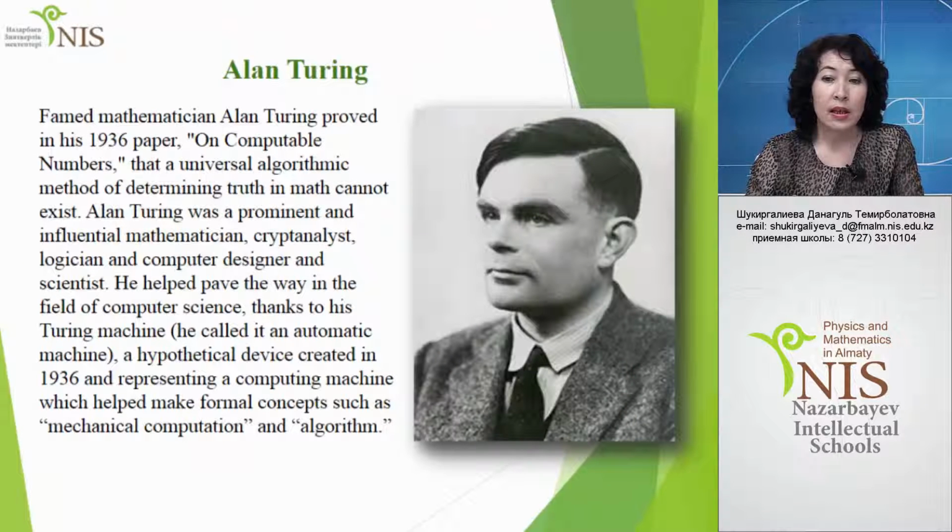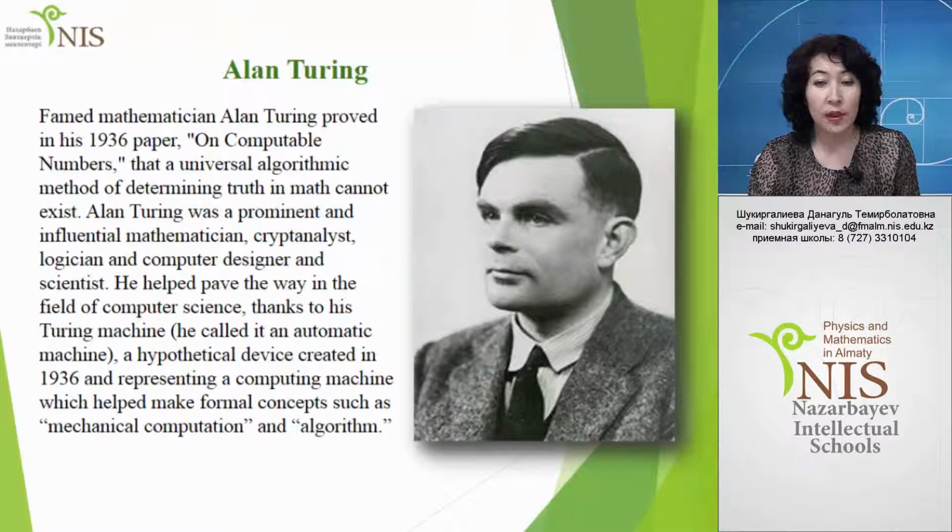The last person is Alan Turing. Famous mathematician Alan Turing proved in his 1936 paper on computable numbers that a universal algorithmic method of determining truth in math cannot exist. Alan Turing was a prominent and influential mathematician, cryptanalyst, logician, computer designer and scientist. He helped pave the way in the field of computer science. Thanks to his Turing machine, which he called an automatic machine, a hypothetical device created in 1936 and representing a computing machine, it helped make formal concepts such as mechanical computation and algorithm.